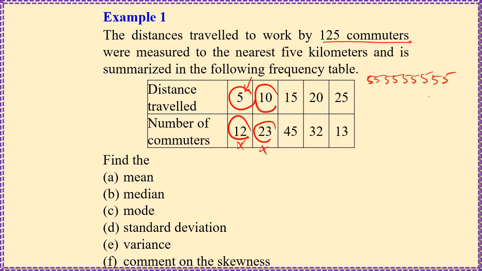5, 5, 5, 5, 5, 5, 5, 5, 5, 5, 5, 5. So we have 12 of 5. So we don't want that. So that's why we put it in a table. So how to find the mean, median, mode, standard deviation, variance, and comment on the skewness. Let's see how we do it.